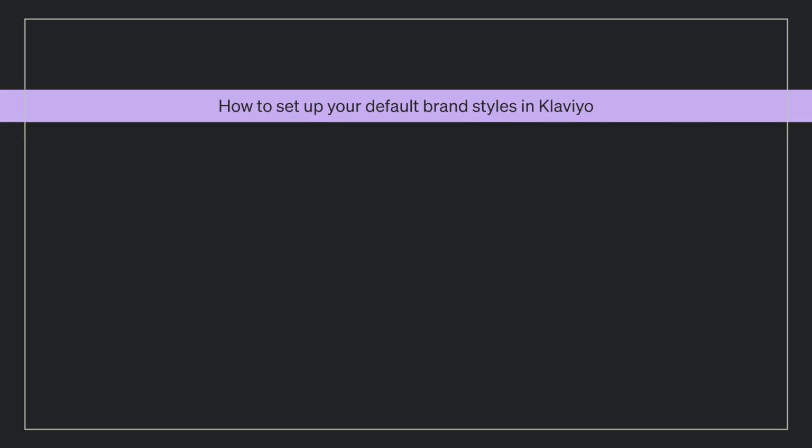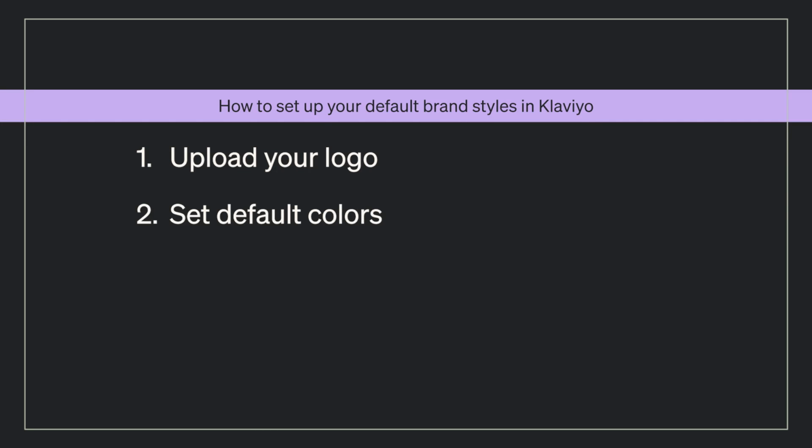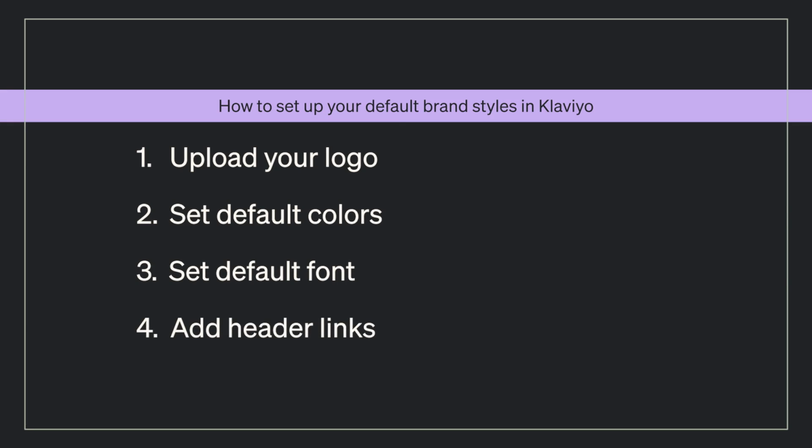In this video, you will learn how to upload your company logo, add your brand colors, set the default font for text, add any links you'd like to be included in your default header link bar, and add links to your social media accounts.